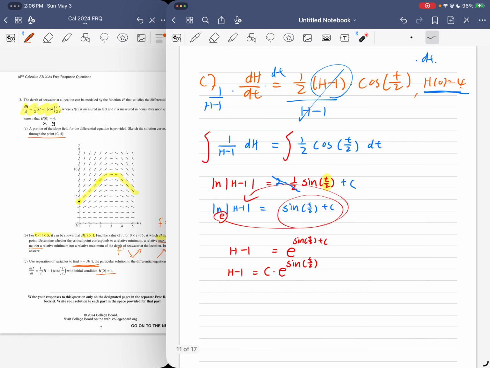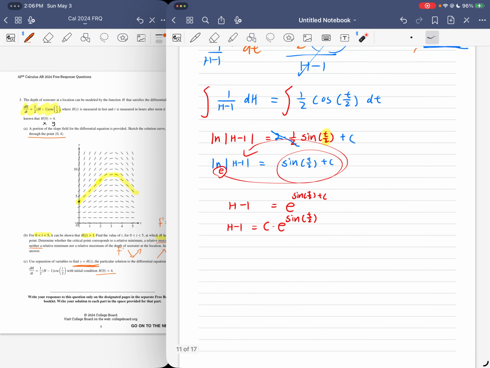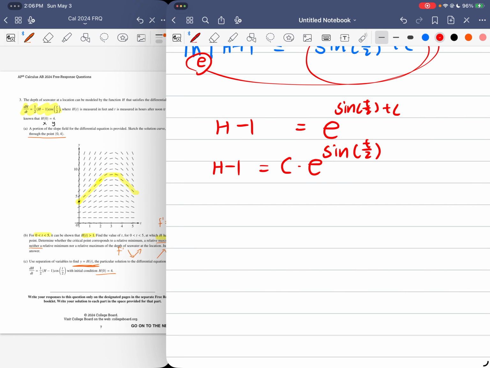But let's plug it in right now: 0, 4. So instead of h, I'm going to plug in 4. Instead of t, I'm going to plug in 0. So I'm going to put 4 minus 1 is equal to c times e to the sine of 0 over 2, which is 0. What's the sine of 0?